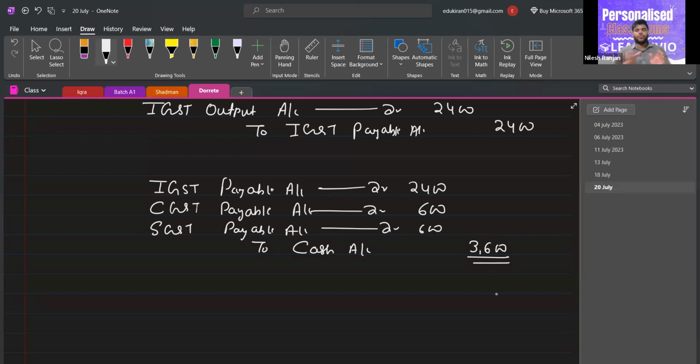Now tell me, do you have any doubt in this GST? No, sir. So everything is clear? For right now, everything is clear, sir. Maybe there will be some doubt in future. Yes, sir. Okay, no problem. Whenever there is doubt, you can ask questions.